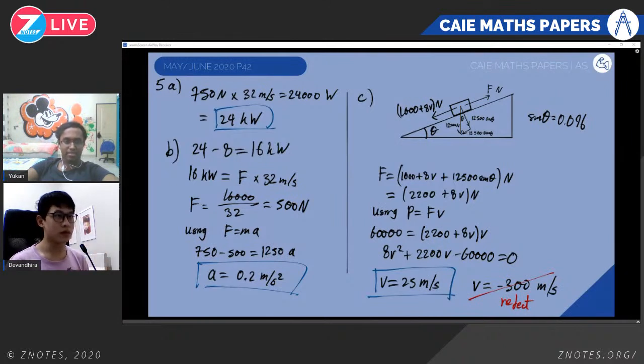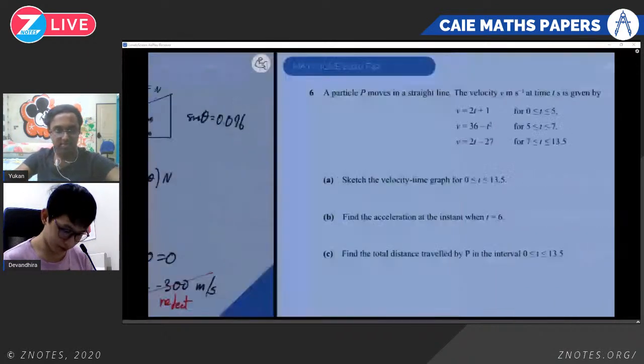At part B, because they asked for deceleration, it has to be positive, but the mark scheme accepts negative 0.2 as well, because there'll be a lot of people who would get negative 0.2. But just to our viewers, when they ask for deceleration and you get a negative answer, put it as positive. Exactly. Because this is deceleration, you just don't care about negative, correct? Okay. So next question.